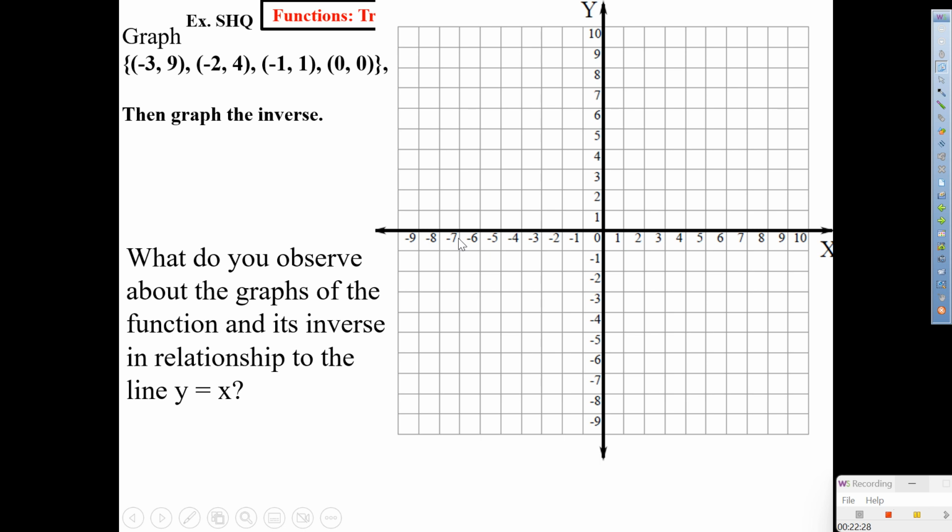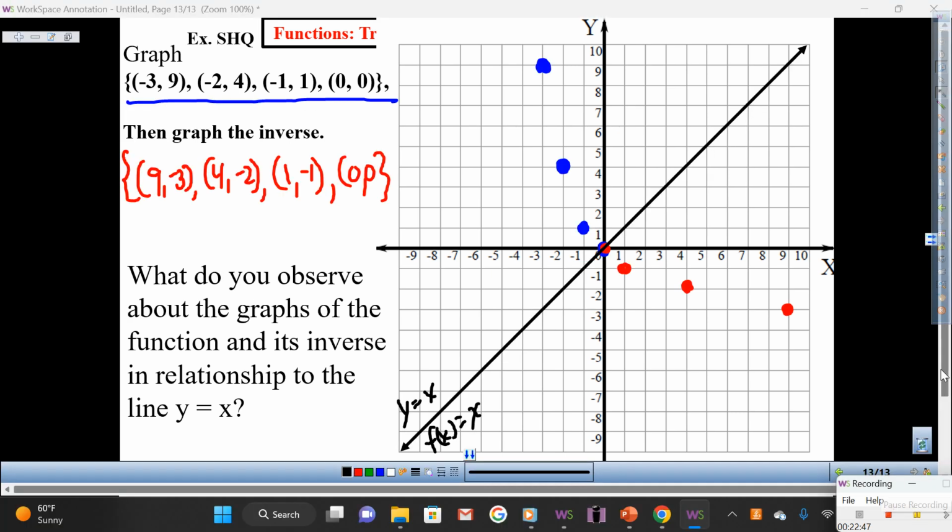Example, Shazam cube. -3, 9, -2, 4, -1, 1, 0, 0. And then graph its inverse. Once again, do the original in blue, the inverse in red, and do y equals x in black and see if it's true. I'll give you some time. Copy and go. If you have any questions, ask Frida. She's got it.